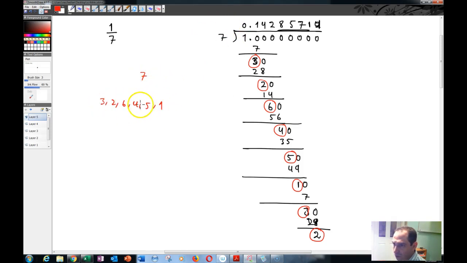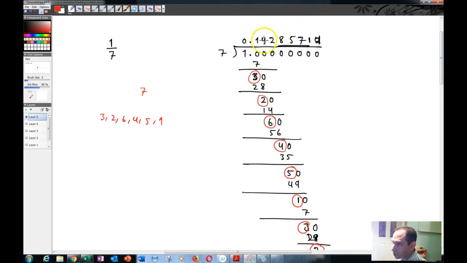So you have 1, 2, 3, 4, 5, 6, and then it just keeps cycling between these numbers over and over again, but it never goes above 6. It goes all the way up to 6 and then keeps coming down and then circulating in the same way. And because this block of remainders keeps repeating itself here, 3, 2, 6, 4, 5, 1, the same block of numbers keeps repeating itself over here in the quotient, 1, 4, 2, 8, 5, 7, 1, 4, 2, 8, 5, 7, and so on and so forth.